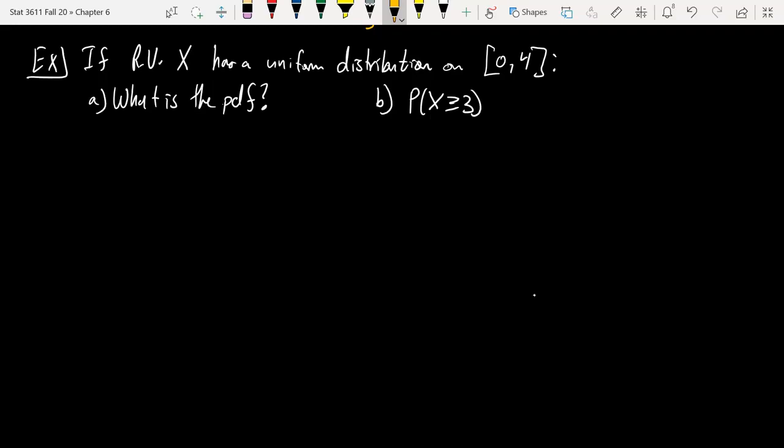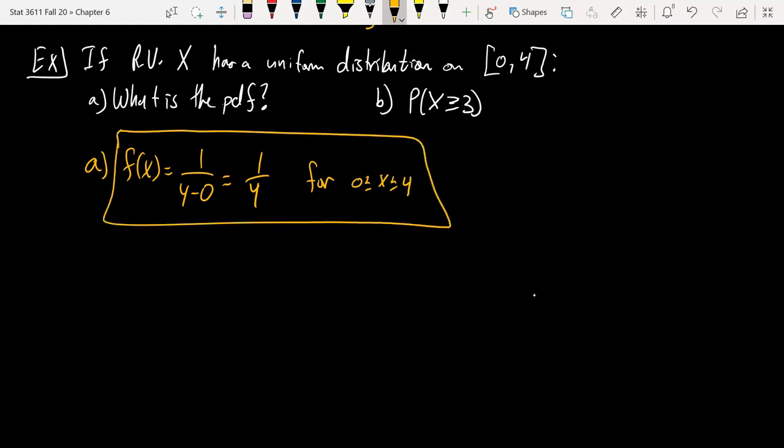For part A, we just want to write out the probability density function, f of x. This is equal to 1 over b minus a. So in this case, it's 1 over 4 minus 0, or simply 1/4. And we should include the bounds here: f of x equals 1/4 for x between 0 and 4. Everything else, it's 0. Let's not forget that.